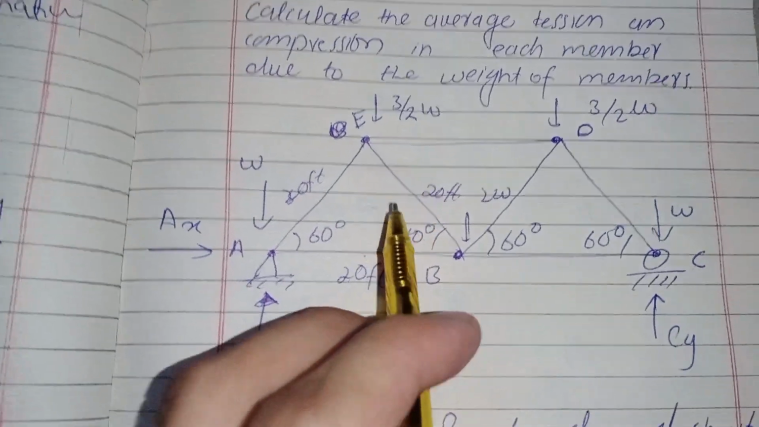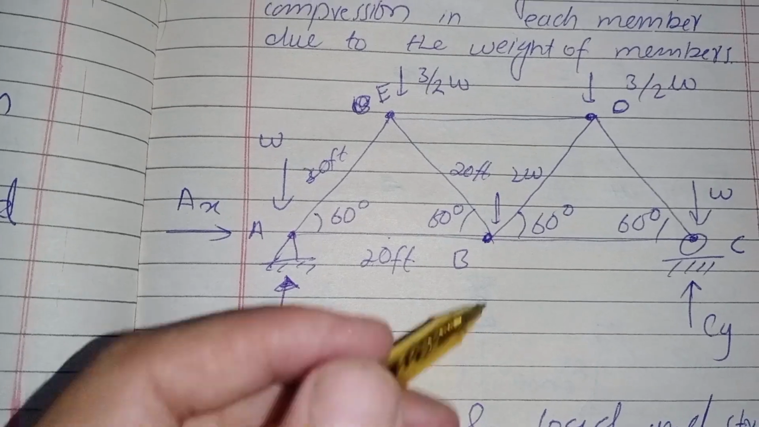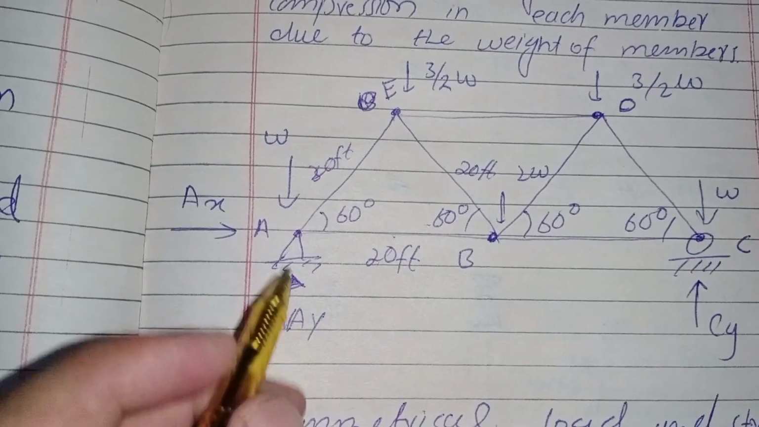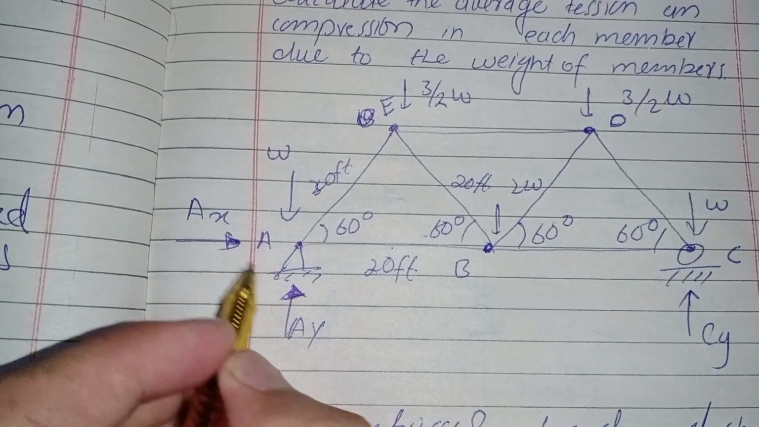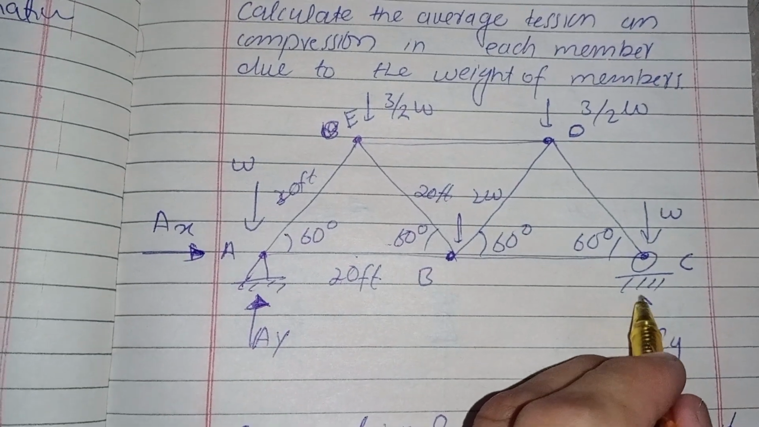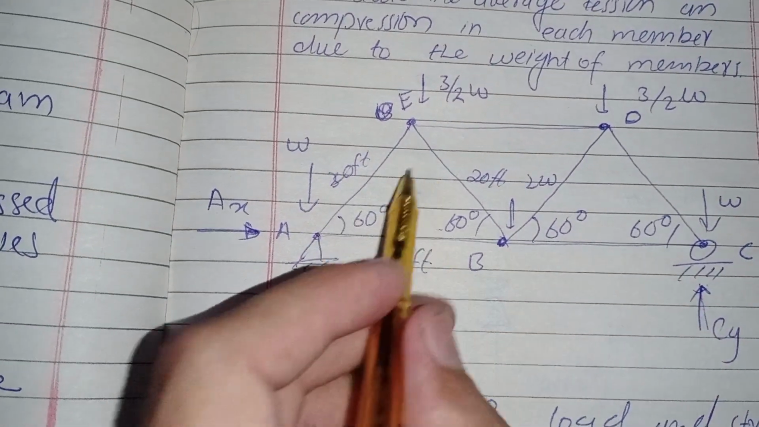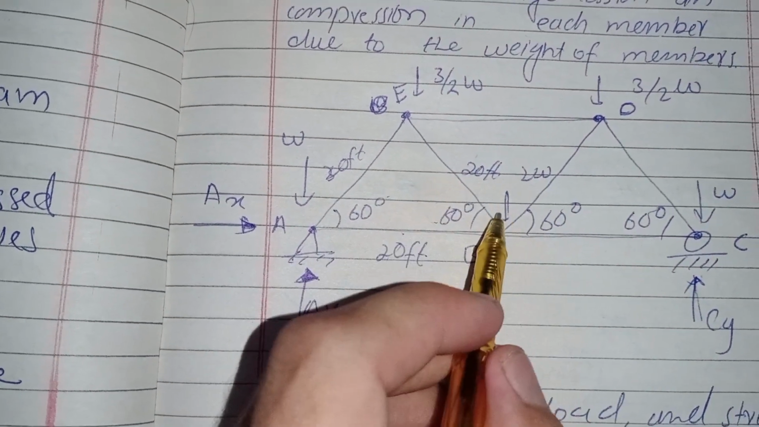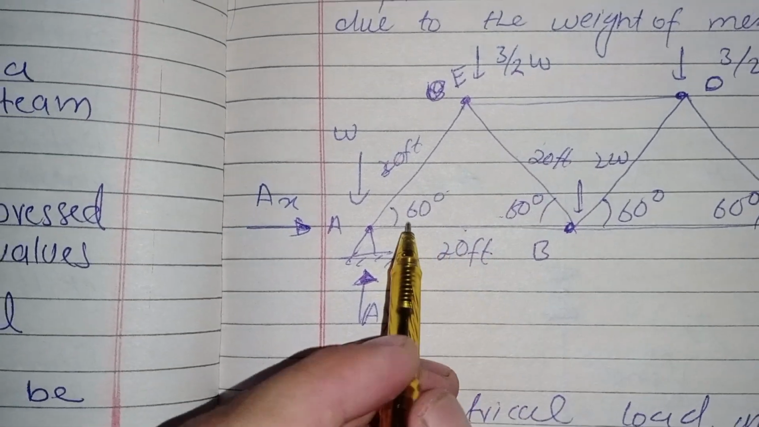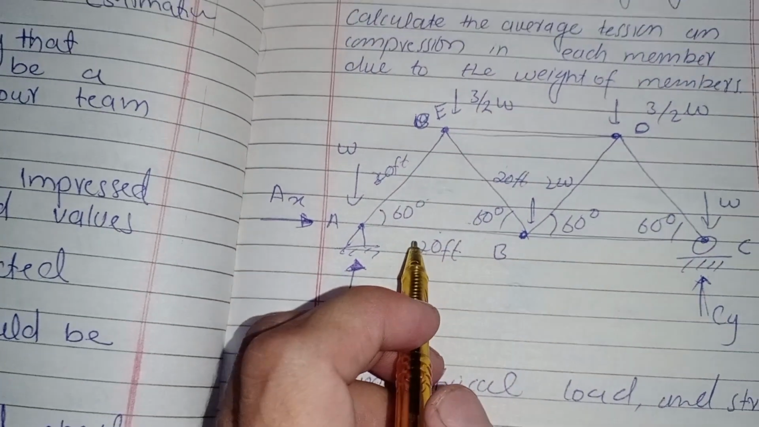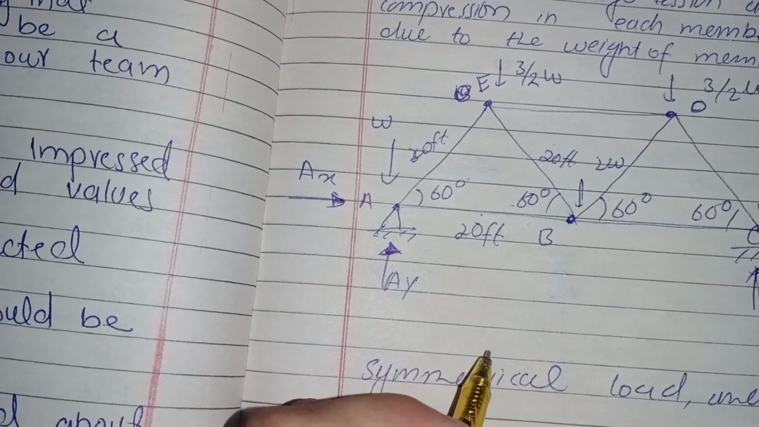Okay, so first of all we need to draw a free body diagram. I draw the free body diagram and show the reaction forces like this. The hinge support has two reaction forces and the roller support has only one reaction force, which is this. And this is an equilateral triangle. All these three angles are 60 degrees; each member makes 60 degrees with the other two members.